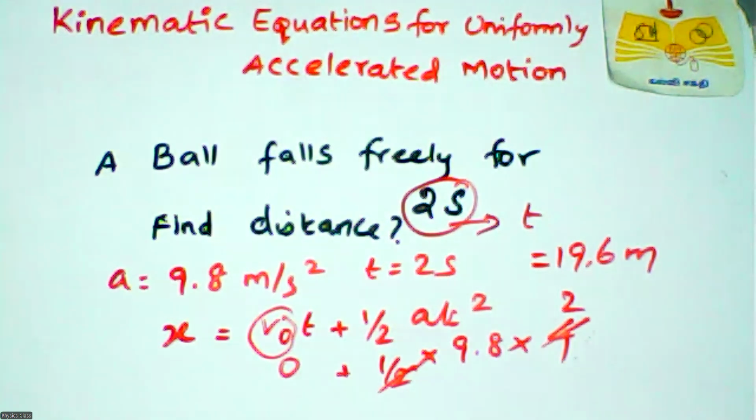Okay, so let's recap today's class. Uniformly accelerated motion means constant acceleration. You are now familiar with the three kinematic equations: v is equal to v naught plus at, x is equal to v naught t plus half a t square, and finally v square is equal to v naught square plus 2ax. This is today's class. If anyone has any doubt, please ask me.